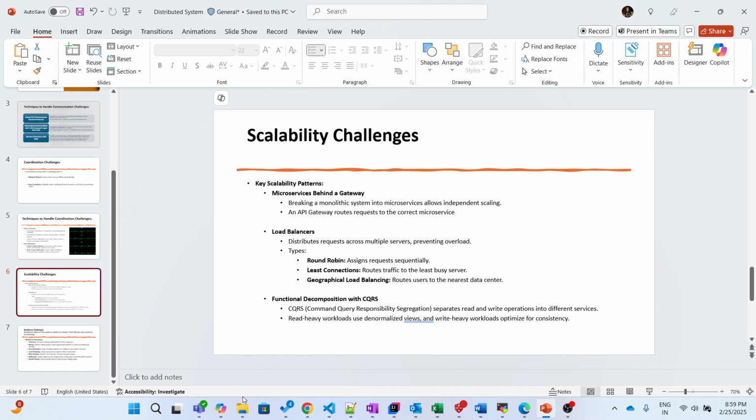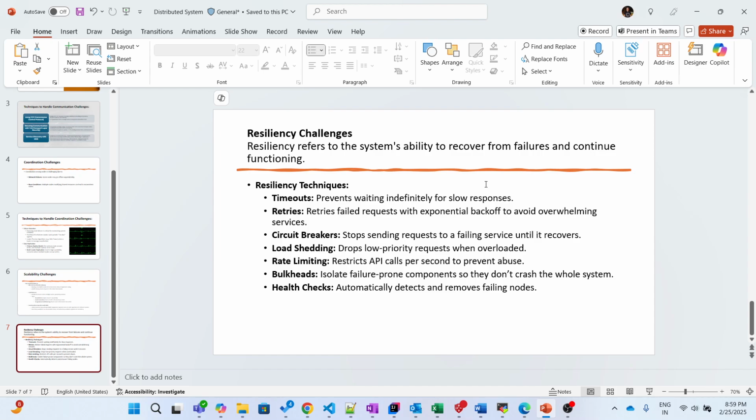Okay, so this is about the scalability challenges. The last challenge is the resiliency challenge. Resiliency is nothing but the system's ability to recover from failures and continue functioning. So in a distributed system, how resilient is your system or your application? There are different resiliency techniques available.